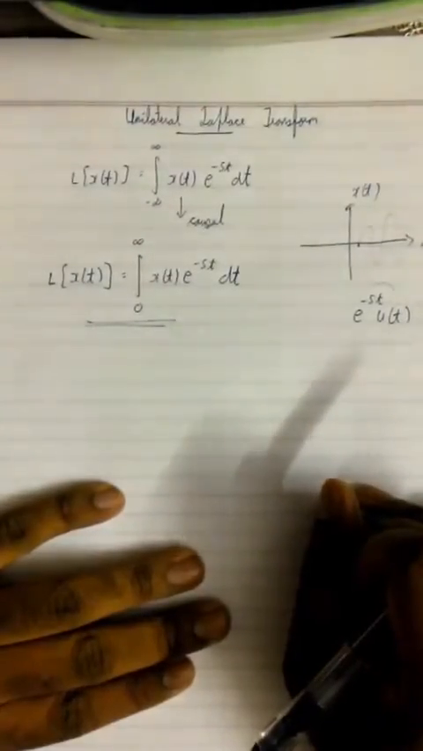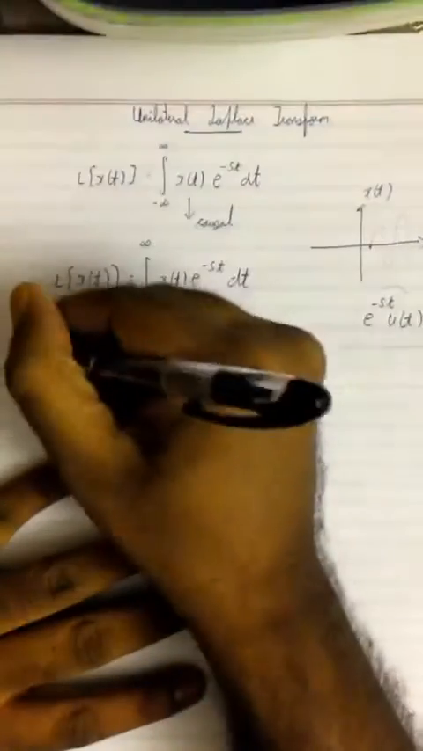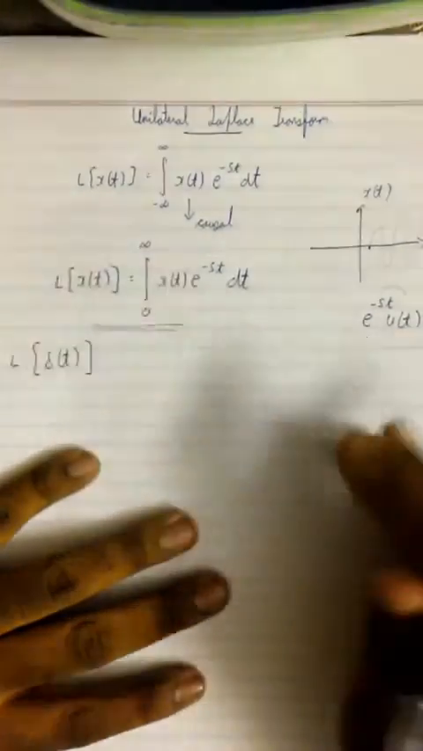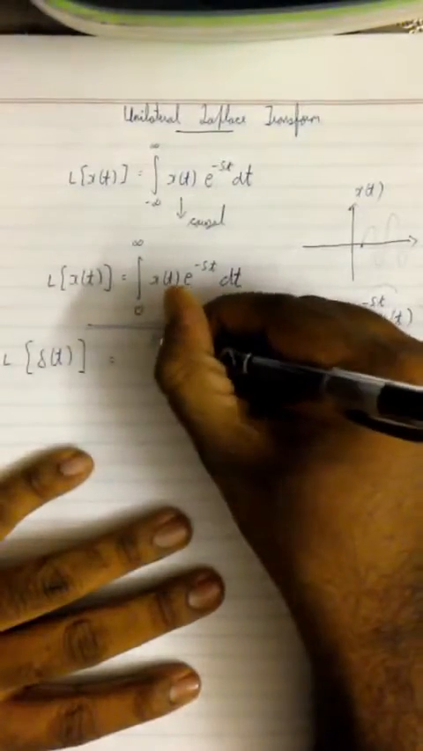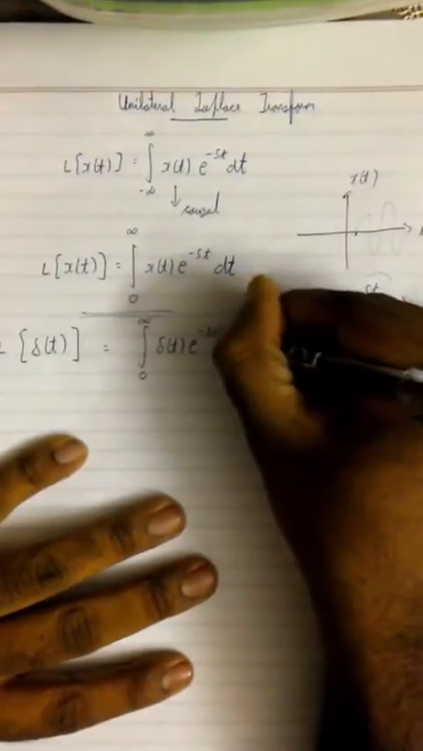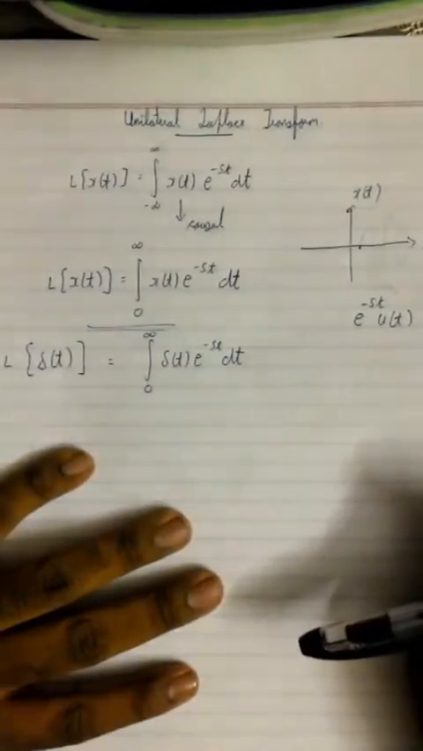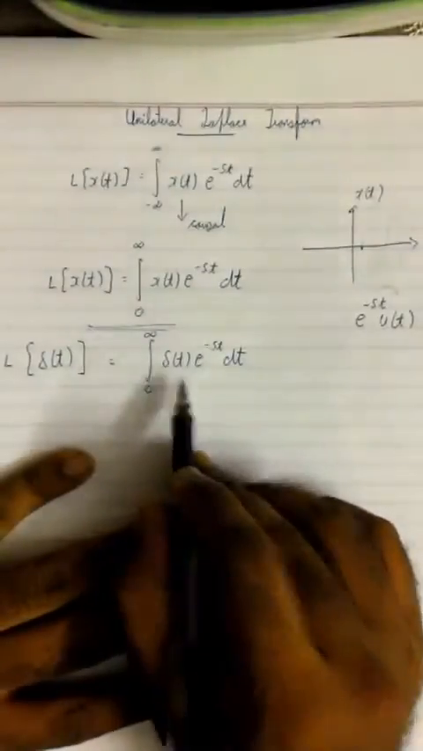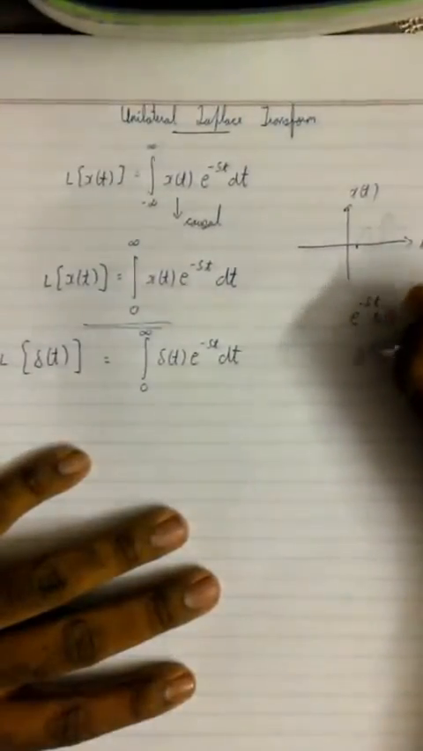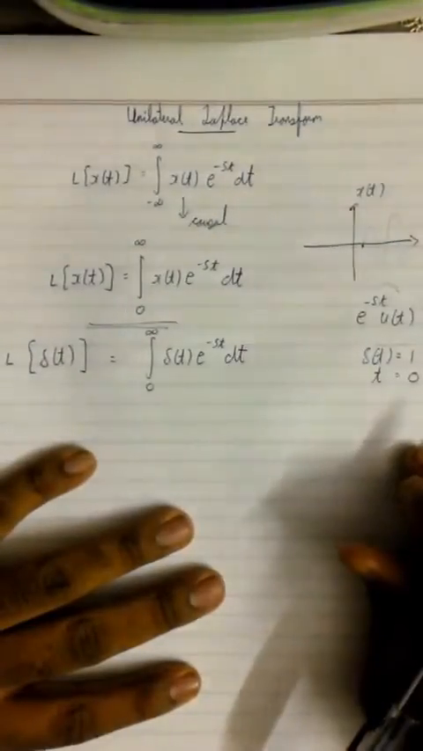So let's start with the impulse. Suppose I want to find the unilateral Laplace transform of a unit impulse signal, del of t. This is equal to the integral from 0 to infinity of del of t into e raised to minus st dt. We know the property of del of t. Del of t is a unit impulse signal in which the value of del of t is equal to 1 exactly when t is equal to 0.